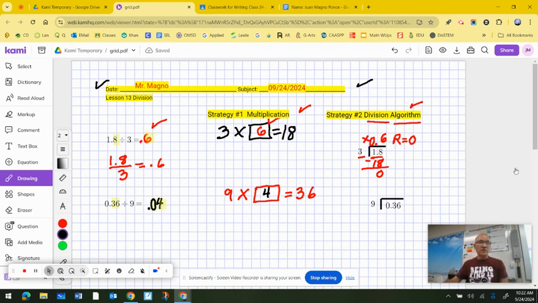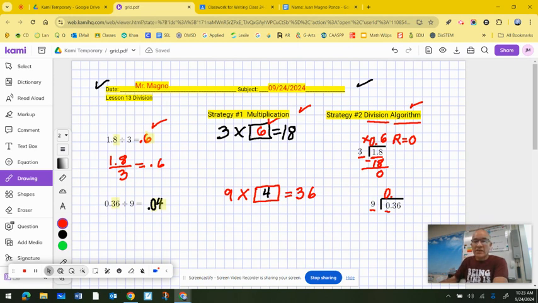Let's now do the algorithm and see how that works. So we ask ourselves, how many groups of 9 can you make out of 0? And the answer is 0. You cannot make a group of 9 with 0. So then you put the decimal point up where the quotient is, which is the answer of a division.